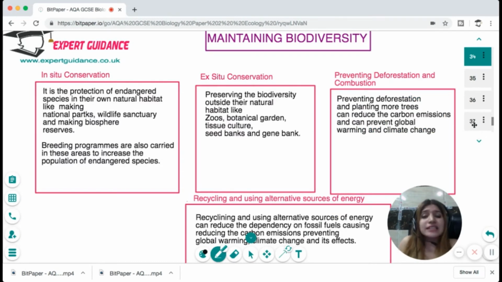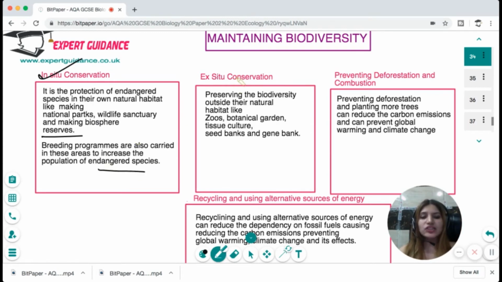Now, since we have seen that biodiversity is very important to us, and there are many ways in which biodiversity is under threat, we should maintain the biodiversity. Now, how can we maintain the biodiversity? First, we can do in situ conservation. In situ conservation is protecting the endangered species in their own natural habitat, like making national parks, wildlife sanctuaries, and biosphere reserves. And in this in situ conservation, we also carry out breeding programs, and these breeding programs are carried out to increase the population of endangered species.